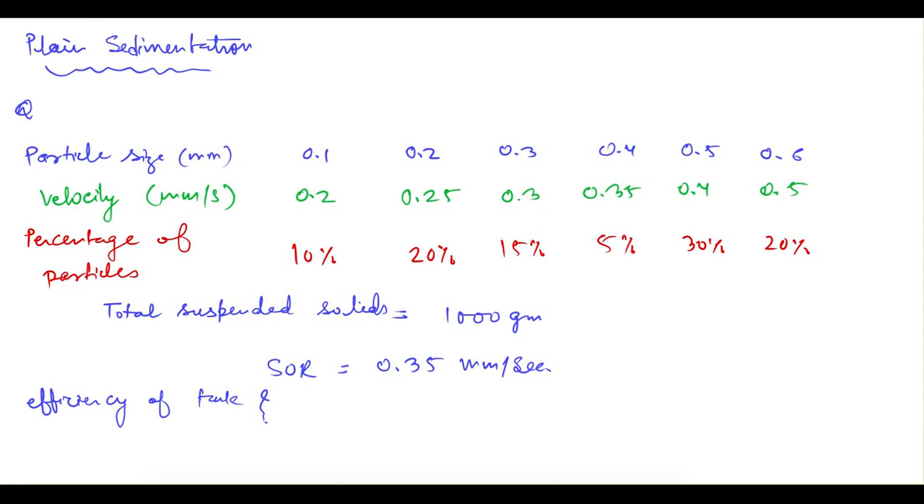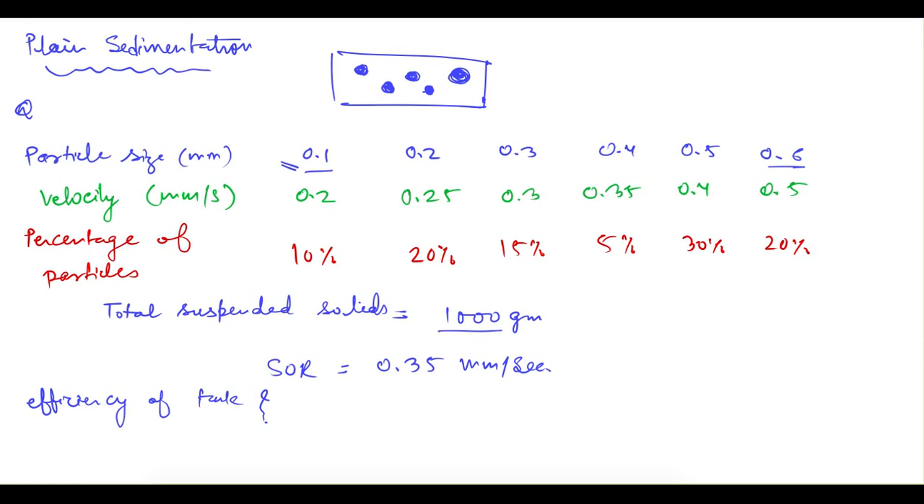Let's try to understand this plane sedimentation a little further with one more example. In this example, we have been given total suspended solids weight of 1000 grams. These suspended solids are there in water. The suspended solids will have different particles, and these particles will have different sizes. These particle sizes are given to us, varying from 0.1 mm up to 0.6 mm.